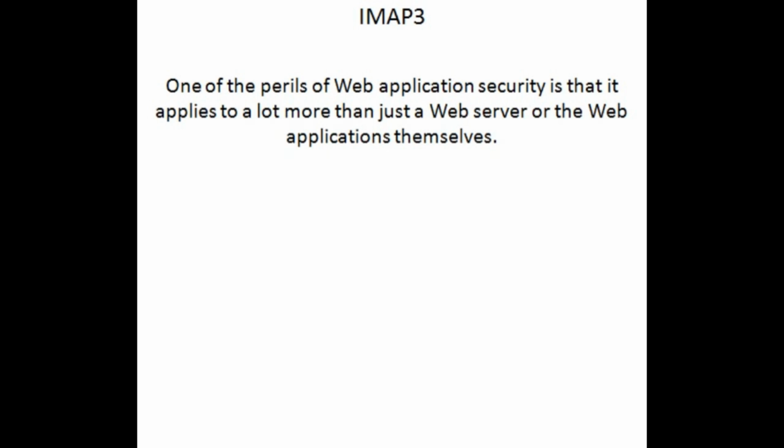IMAP3. One of the perils of web application security is that it applies to a lot more than just a web server or the web applications themselves. Sometimes you can find rare circumstances where two seemingly unrelated technologies can be combined to create an attack vector. In August 2006, Wade Alcorn published a paper on a way to perform an XSS attack against an IMAP3 server. Before going any further, it's a good idea to understand why other protocols may or may not be affected by this sort of exploit.